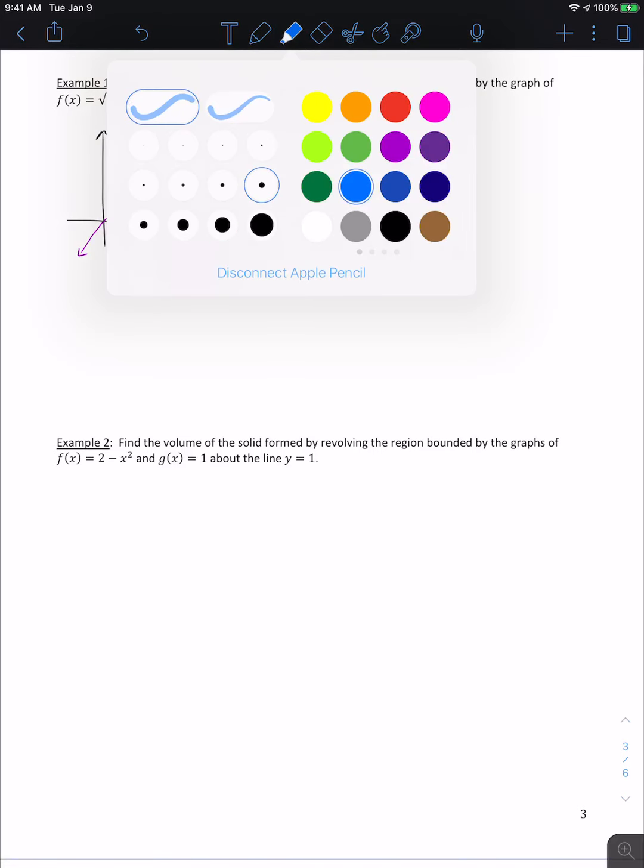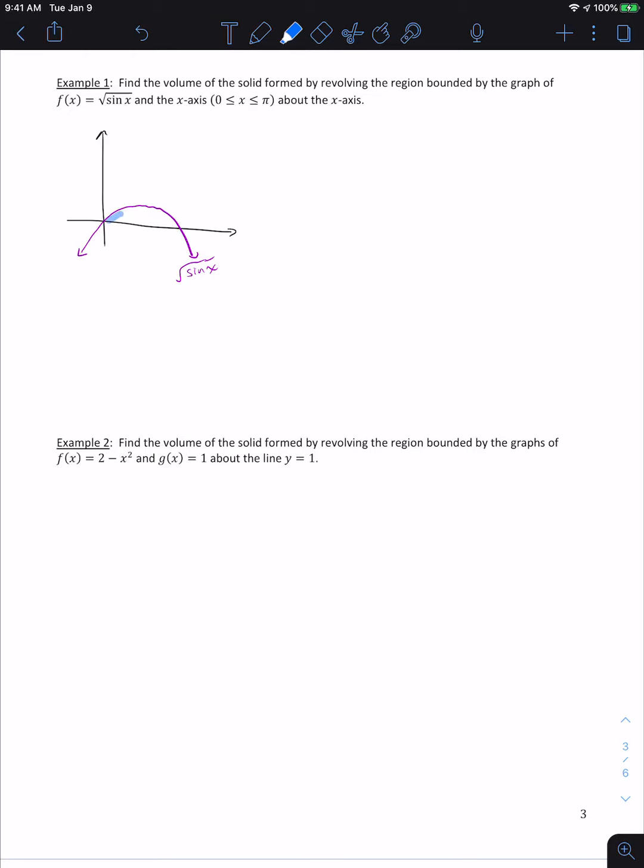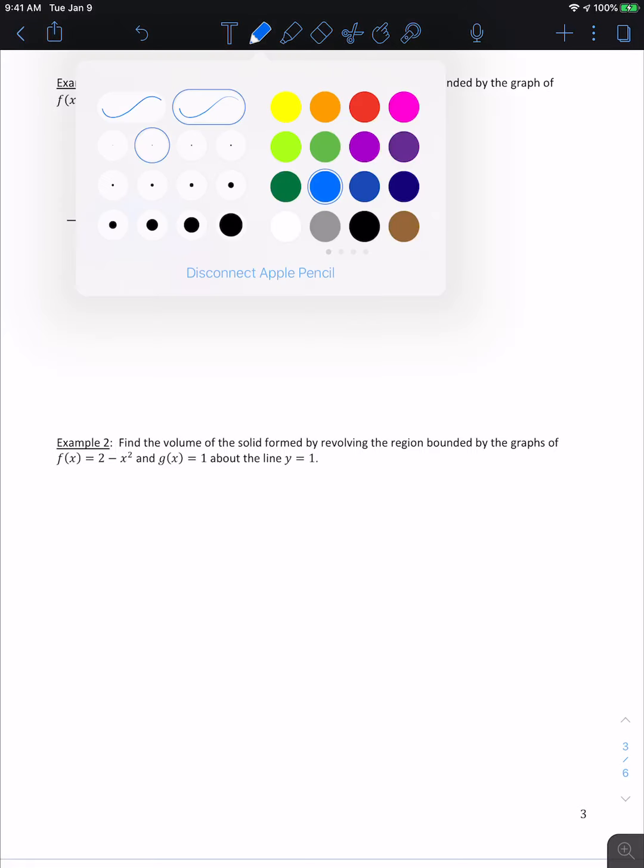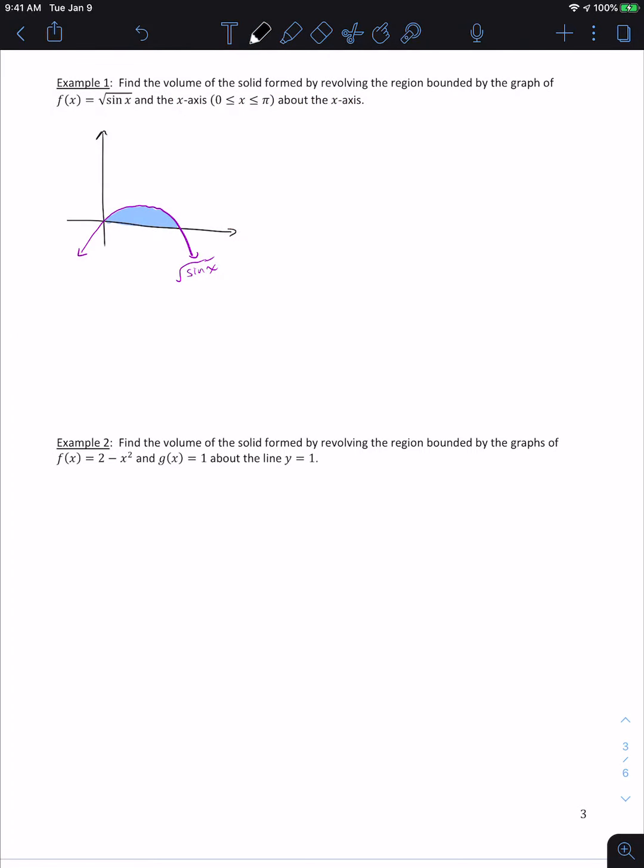So let's go ahead and color in the area that we're concerned about here. This is our area, and we're going to revolve this area. I probably should mention here that this is the x-axis. We're going to revolve this area around the x-axis. And we need to make sure that we know those values there, because that's where we're going to start and finish our volume.